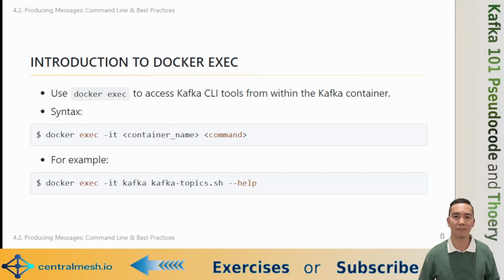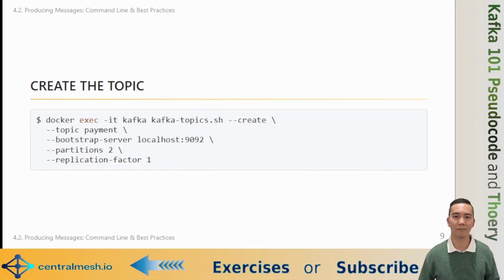We will use Docker exec to access Kafka CLI tools from within the container. This allows us to run commands directly in the container without needing to be logged in. For example, to view the Kafka topics, you can run the following command. To create the payment topic, use the command given on the screen. This command creates the topic with the specified number of partitions and replication factor.